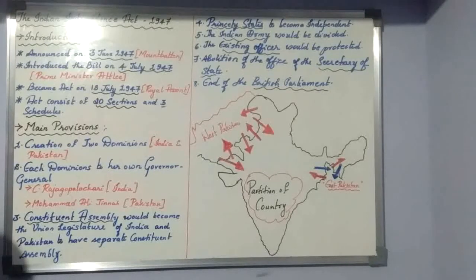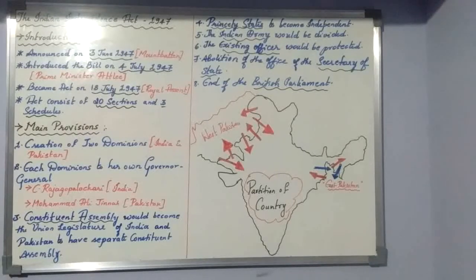Last class we started with the new lesson, India and the partition of India. We already talked last class about one of the personalities, Lord Mountbatten, who came to India on 22nd March 1947.